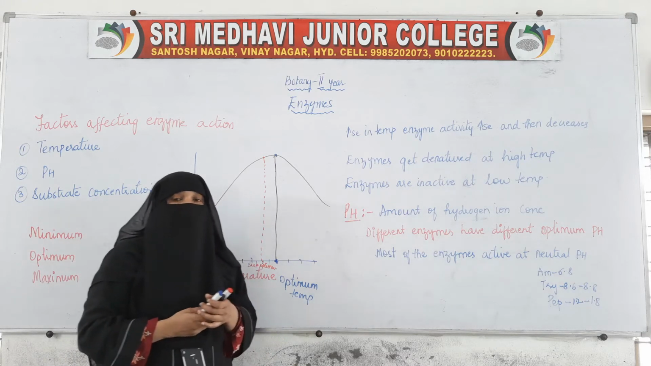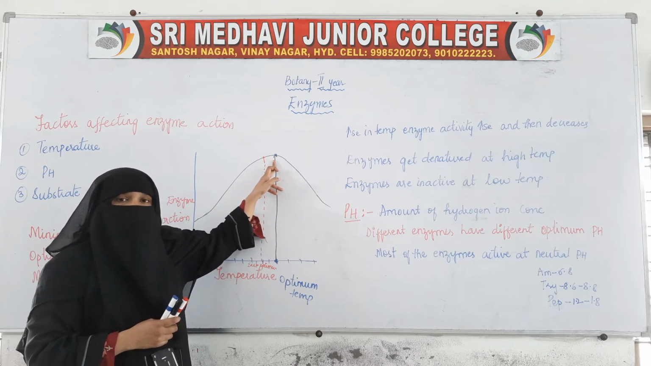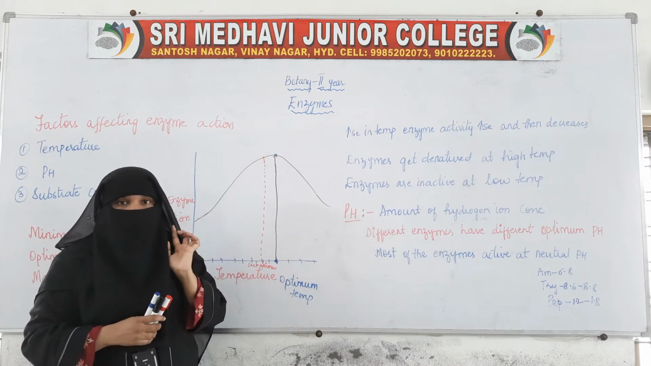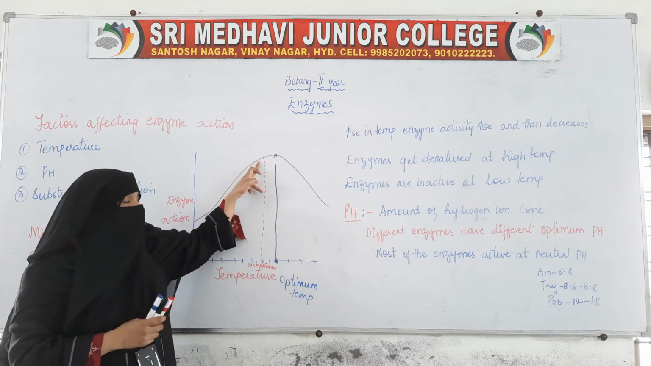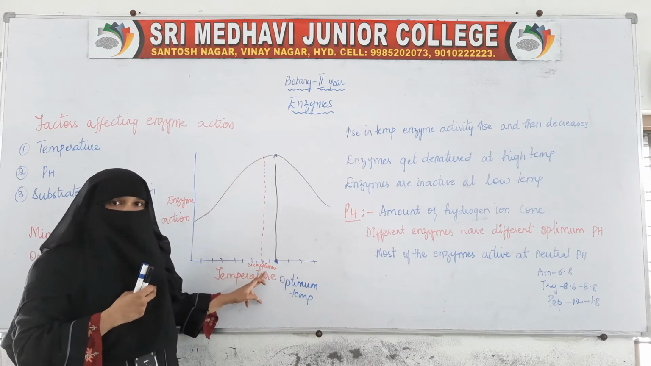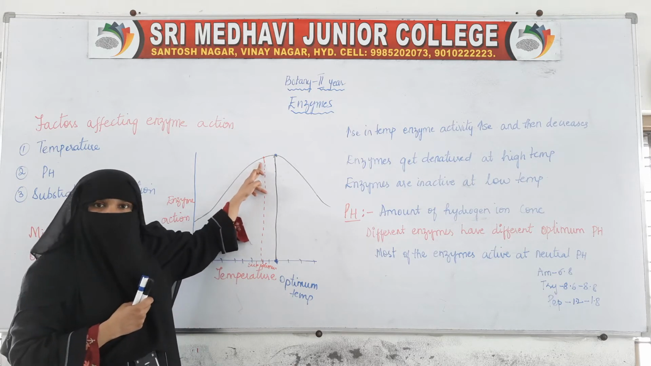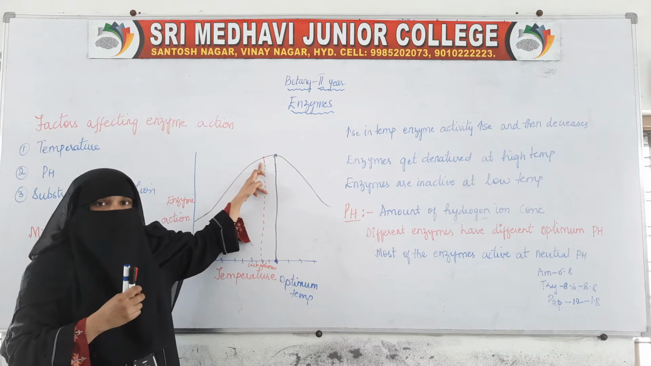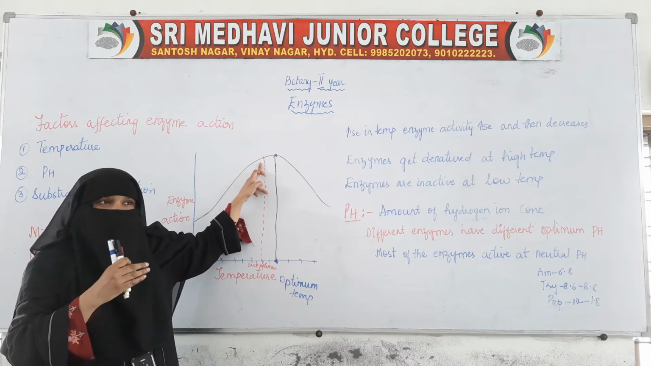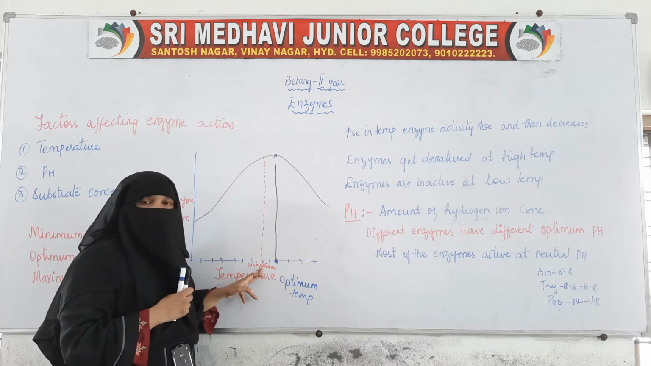Okay, and here what happens, with the slight increase in the suboptimal temperature, the enzyme activity is also increasing. This is the suboptimal, just before the optimum temperature. At the suboptimum temperature, the enzyme activity is also good. So here all the enzymes in our body act, that is, they will be giving maximum results at this suboptimum temperature.